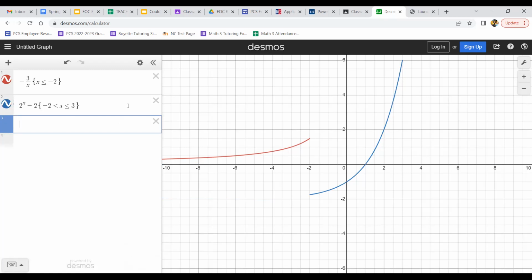And then square root. Anyone remember how to get a square root? You can use the Desmos keyboard, or anyone remember? Oh, you guys haven't learned it. Sorry, I was thinking regular math 3.